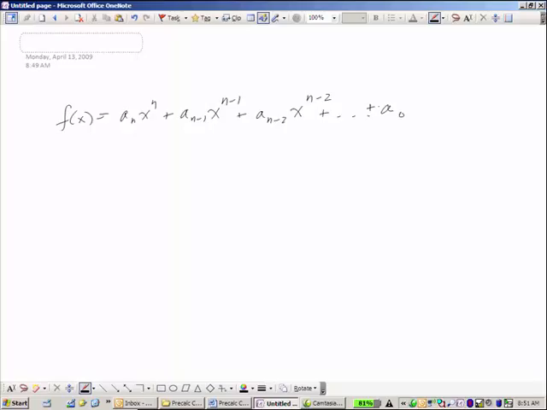In a polynomial, poly means many, and nomial means something. Many terms. So a polynomial has many terms. Okay, and this is the form of a polynomial function.